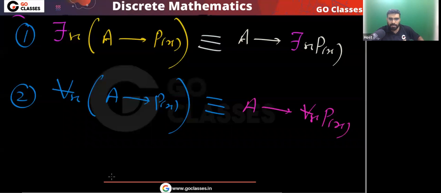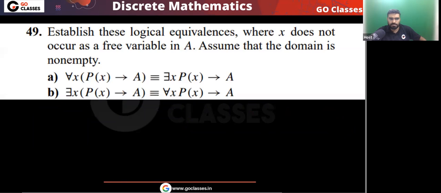We have seen, remember, if you have A implies Px, this is completely distributive. When you have A implies Px, this is completely distributive. Now let's see what happens when your Px implies A. What happens when your Px implies A? So let's see this question.